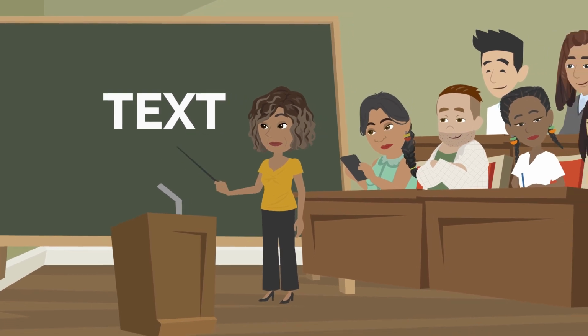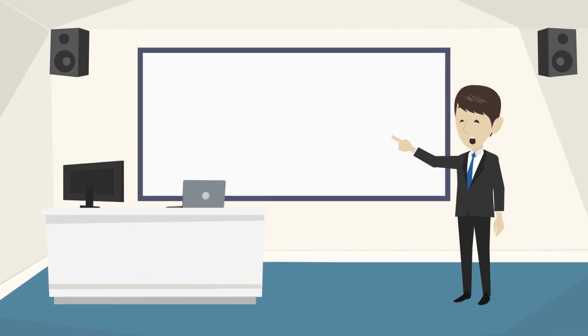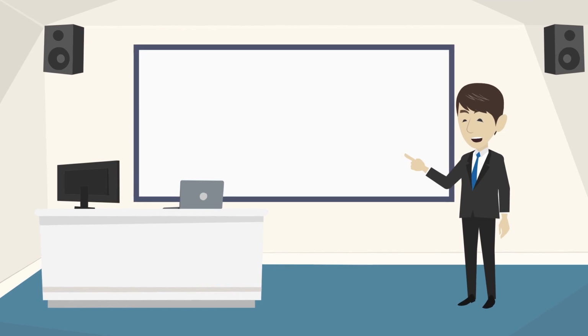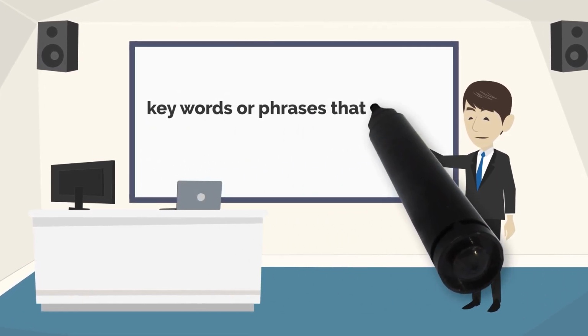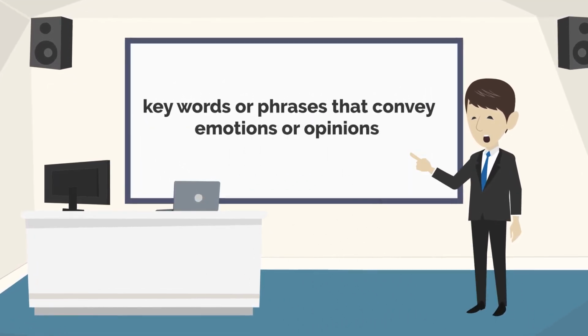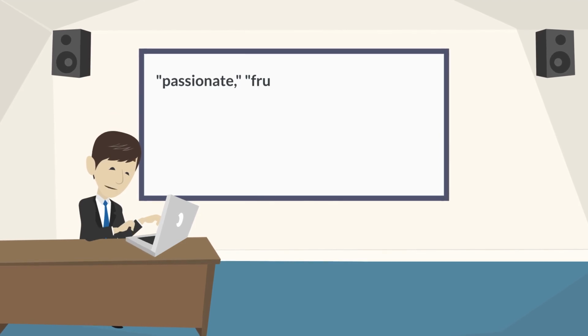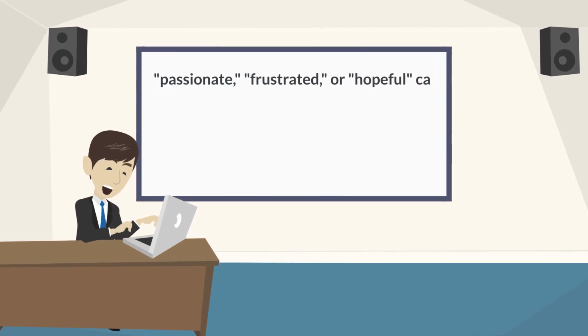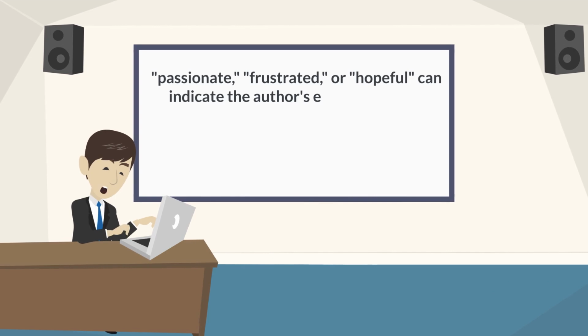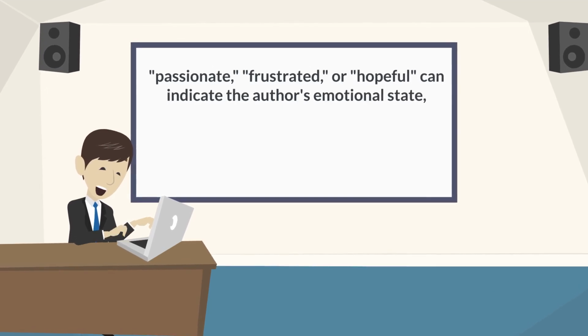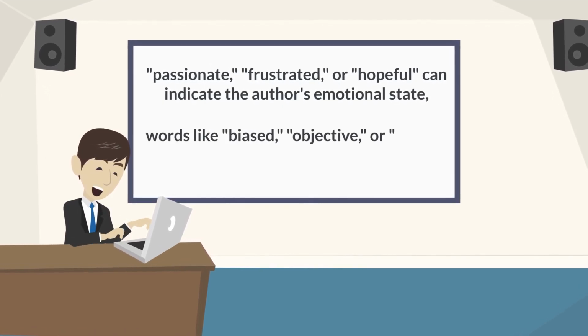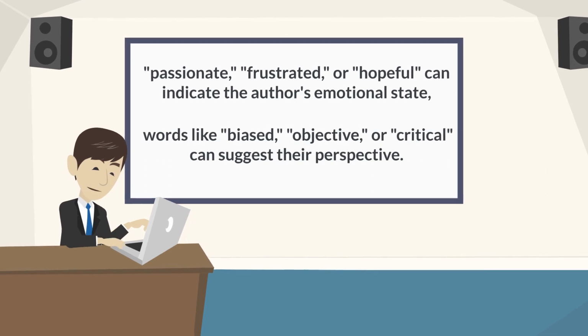One strategy for identifying the tone and attitude of a text is to look for keywords or phrases that convey emotions or opinions. For example, words like passionate, frustrated, or hopeful can indicate the author's emotional state, while words like biased, objective, or critical can suggest their perspective.